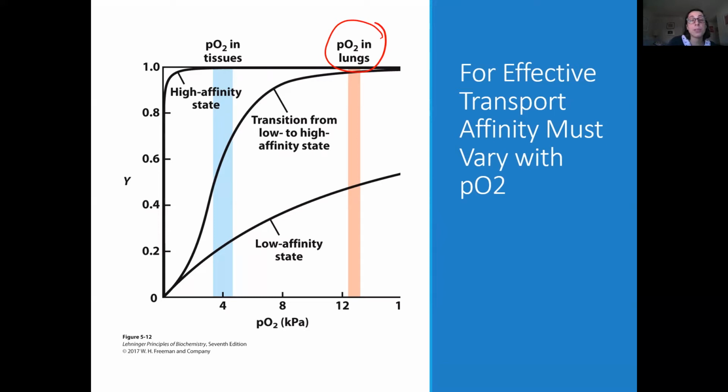But when it moves to the tissue, we need suddenly this line to drop, right? We need the ability of it to hold on to oxygen at that point to be low because we want the oxygen to now go into the tissue. But how can you change the affinity of a protein? How can you make it suddenly have high affinity and then low affinity? Two different states, essentially.